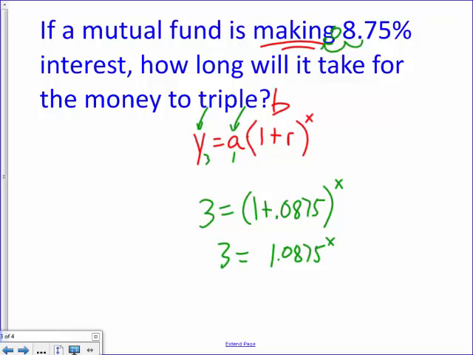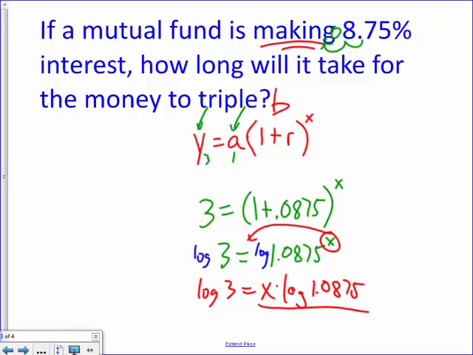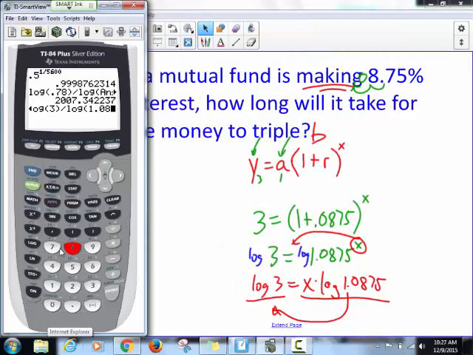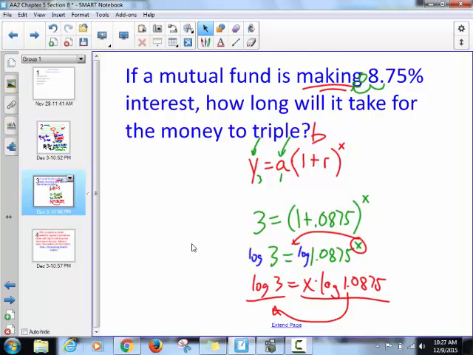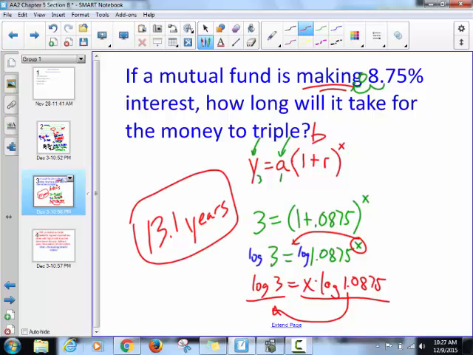We've got a variable in the exponent, so we need to take the log of both sides. I think we can all see what's going on here. Eventually, I'm going to divide, right? So I'll have the log of 3, and this x gets to come out front, so times the log of 1.0875. So I need to divide by the log of this guy over here, correct? So log of 3 divided by the log of 1.0875. So about 13.1 years. There we go.